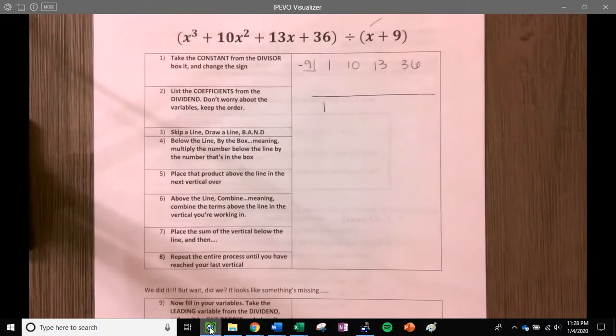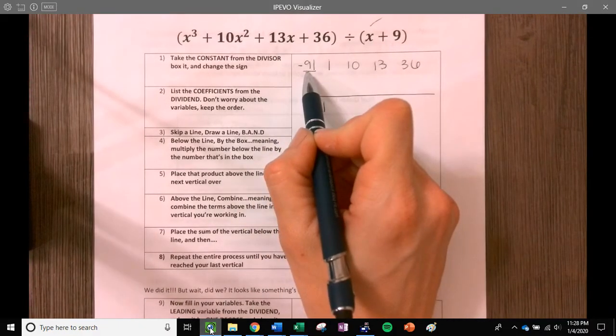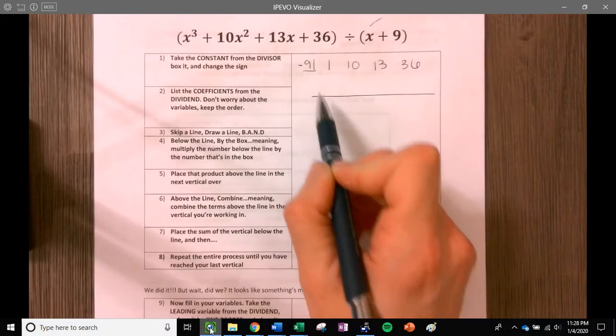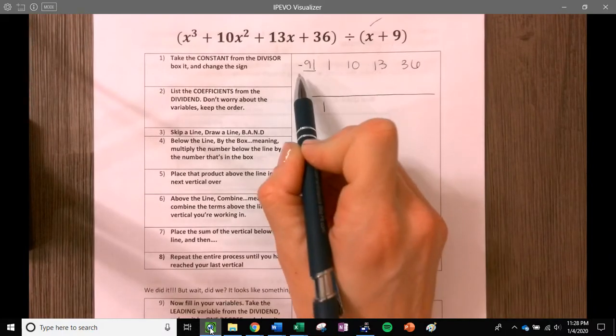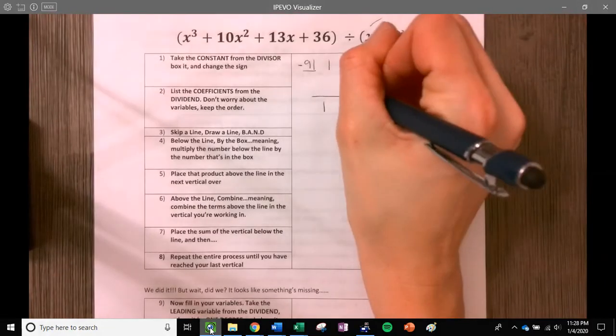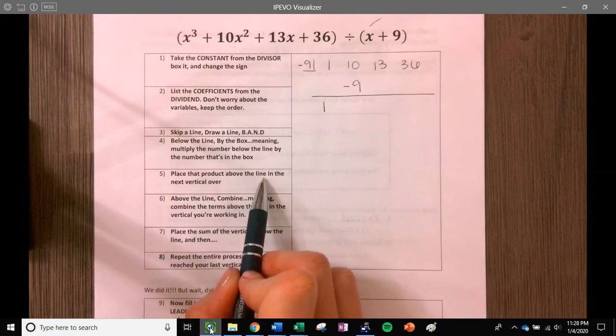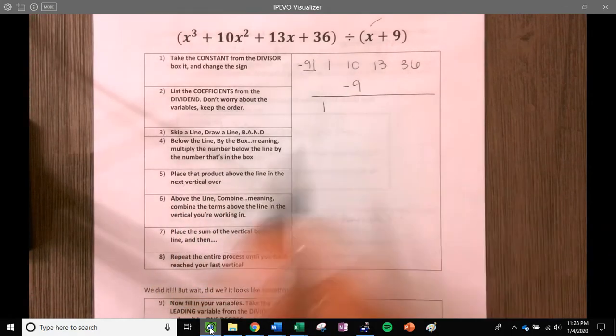Okay? Our next step is what I like to call below the line and by the box. Anything that is below the line, you're going to multiply by the number in the box. Below the line, by the box. So 1 times -9 is -9. And you're going to list that product above the line in the next vertical. Place that product above the line in the next vertical over.